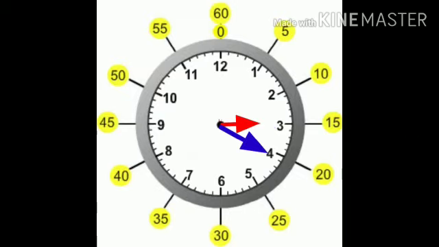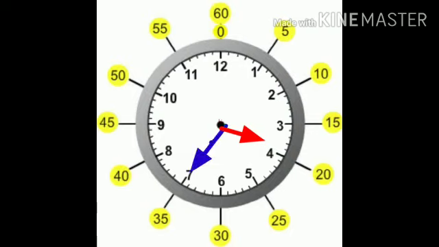Look at the hands now. Here the short hand is on 3, that is the hour hand, and the long hand, that is the minute hand, is on 4. Here we count the table of 5 up to 4 to calculate the minutes. 5 fours are 20. So the time is 3 hours and 20 minutes, or we can say 3:20.